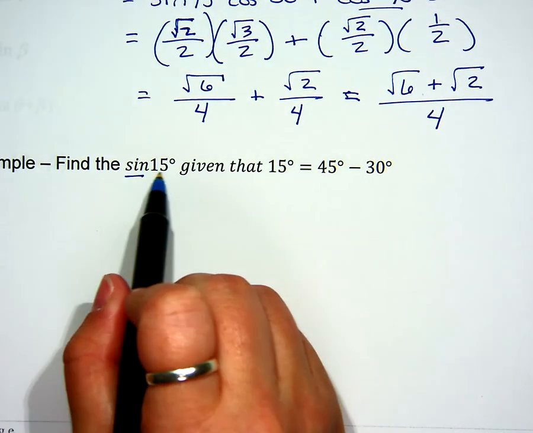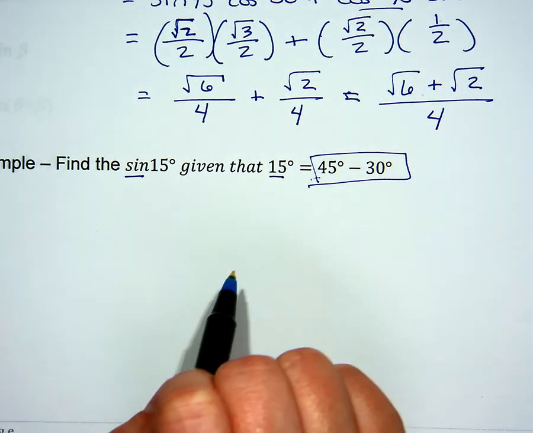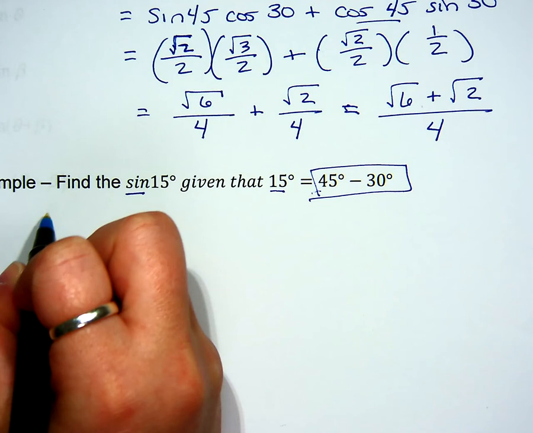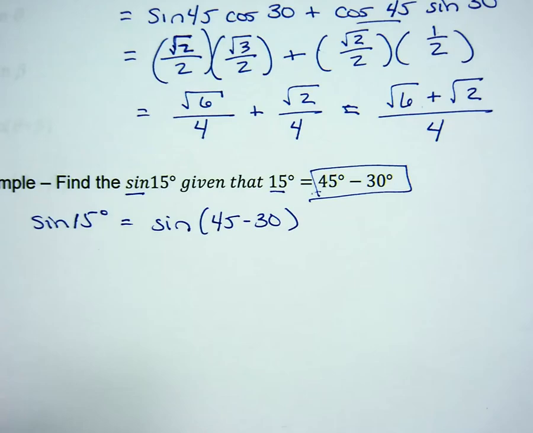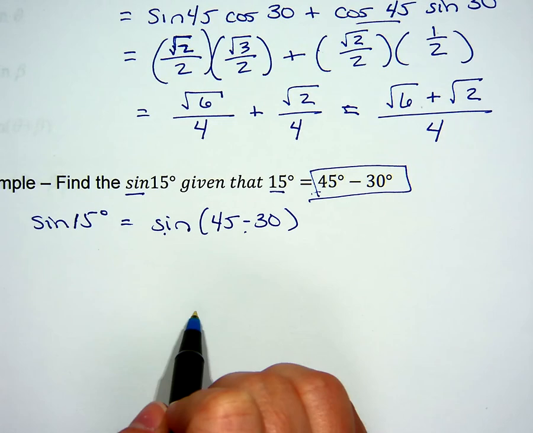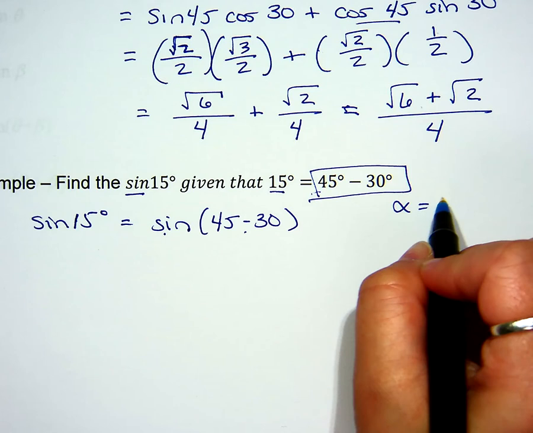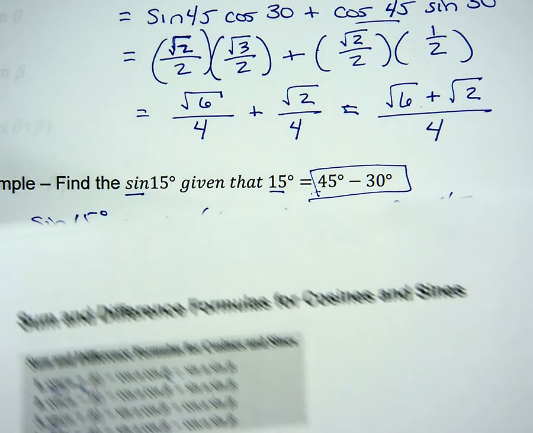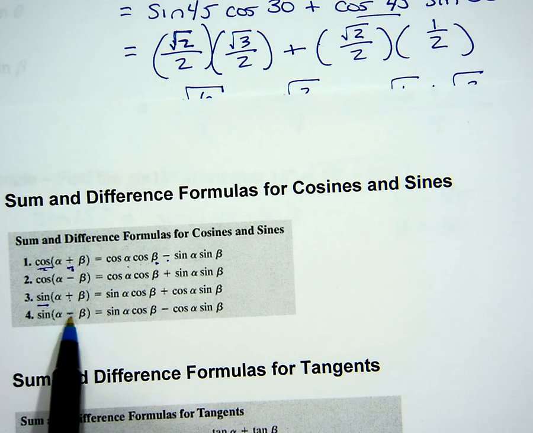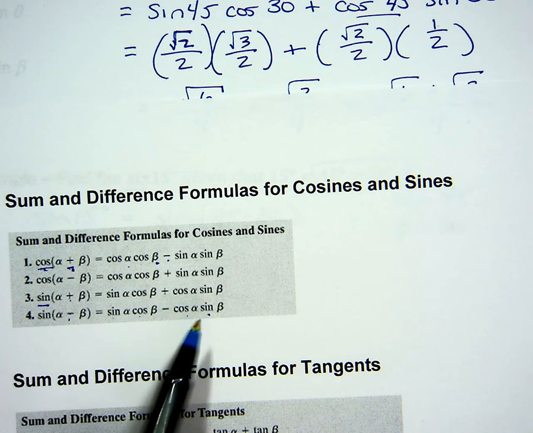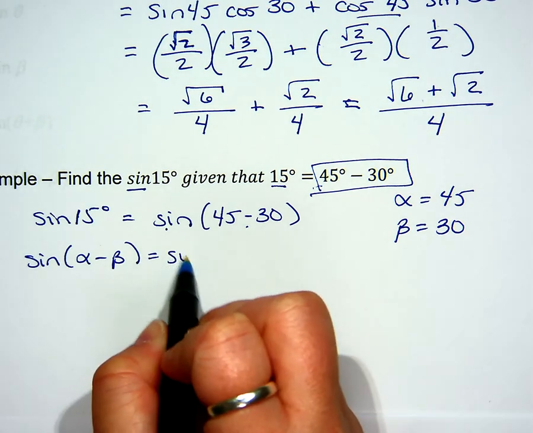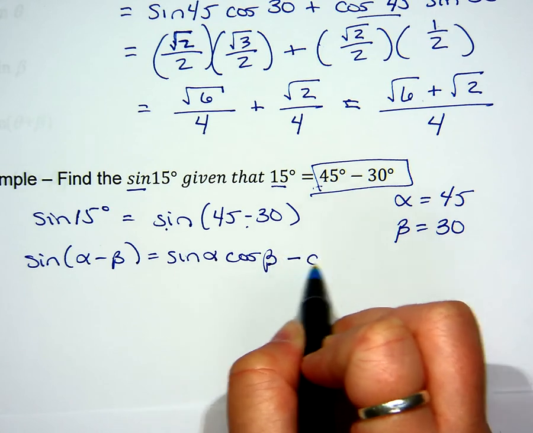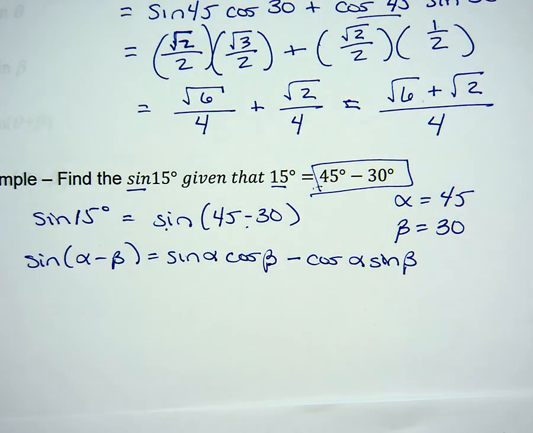Instead of having plus this time, let's look at this. This is saying sine of 15 degrees, but let 15 degrees be 45 minus 30. That means I have sine of 15 is sine of 45 minus 30. That means I have sine with a minus. Let alpha be 45. Let beta be 30. Sine alpha minus beta is sine alpha cosine beta minus cosine alpha sine beta.